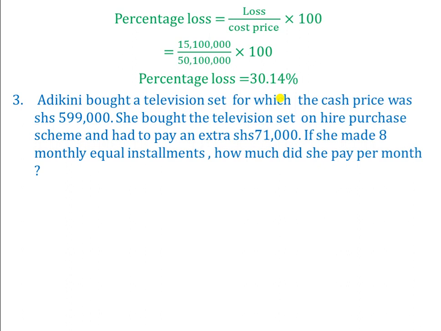Let's proceed to our question 3. It says Adikini bought a television set for which the cash price was shillings 599,000. She bought the television set on hire purchase scheme and had to pay an extra shillings 71,000. If she made 8 monthly equal installments, how much did she pay per month?